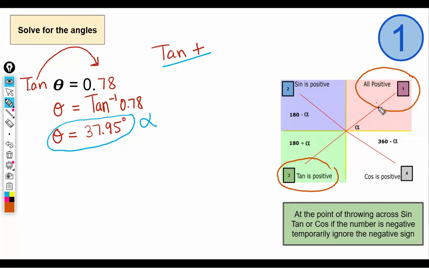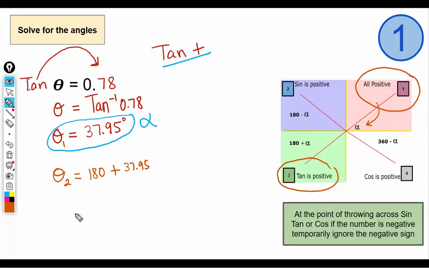The formula in the first quadrant is just alpha. We already found alpha. To get the second answer, we have to use the formula in quadrant 3, because tan is also positive in quadrant 3. So in other words, whichever quadrant it falls on, you use the formula in that particular quadrant. So the quadrant 3 formula is 180 plus alpha. How much is alpha? 37.95.